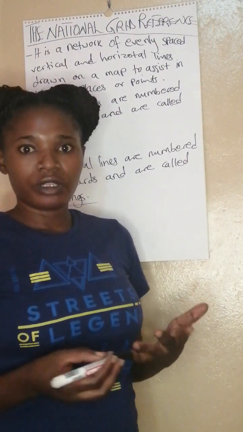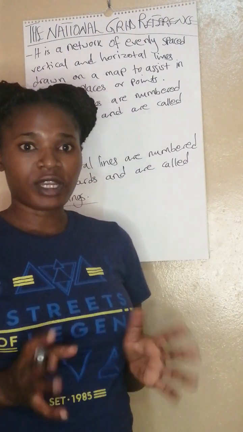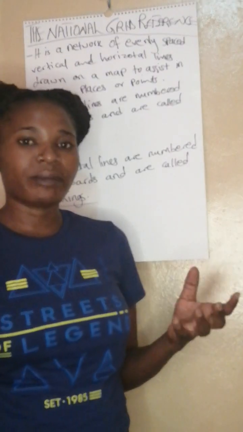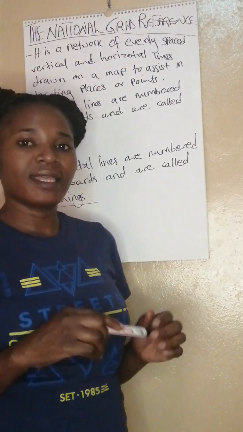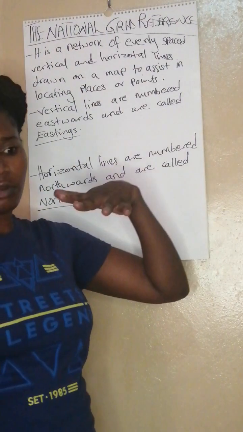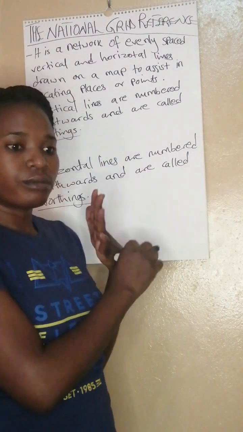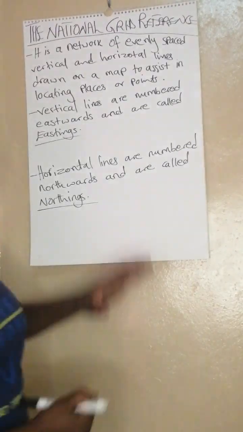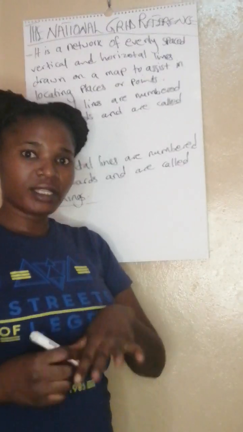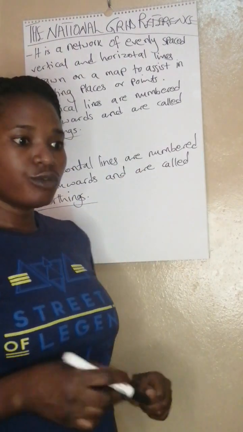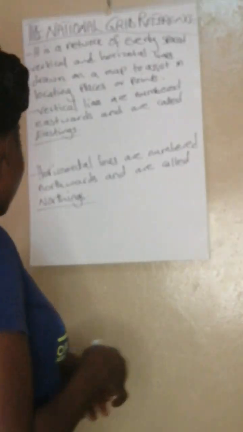On a map, I'm sure as a geographer or a student who takes geography, you understand what maps are. On a map, you find that there are lines. There are vertical lines that run from top to bottom, as well as from east to west. We use those lines, combined, to locate places on a map.